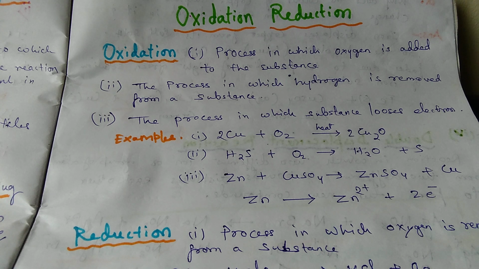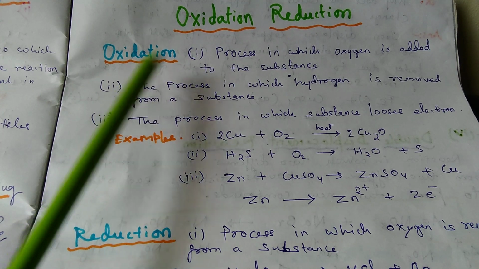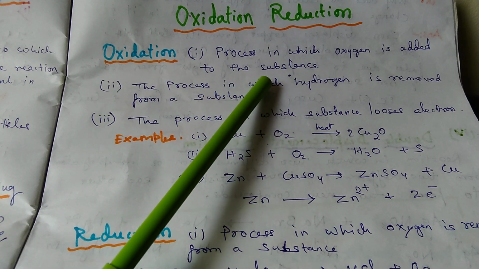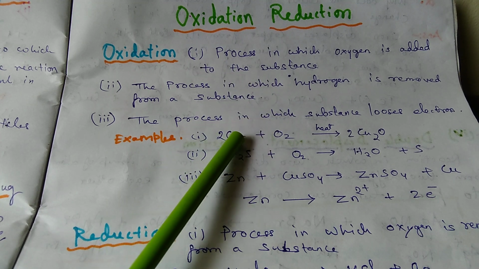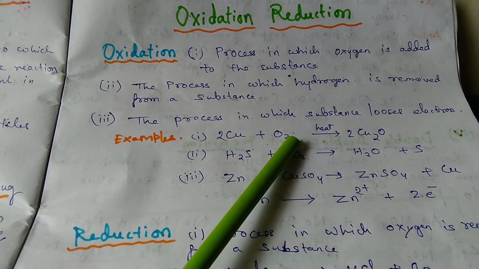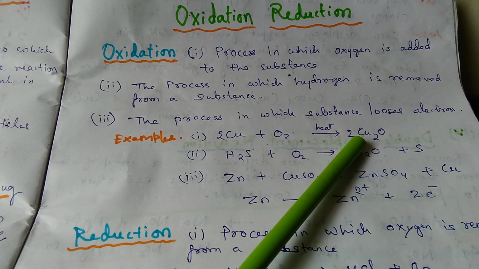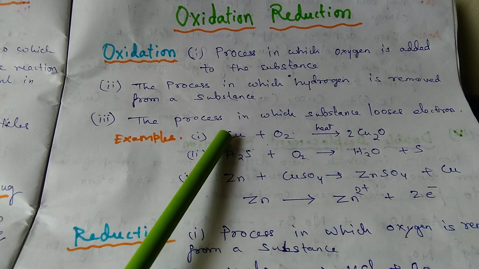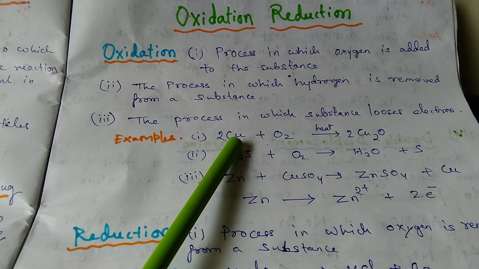Today I will explain oxidation reduction reaction. First is oxidation. There are three cases. First case is the process in which oxygen is added to a substance. For example, when copper is heated in presence of oxygen, it forms copper oxide. Here we can see oxygen is added to copper. This type of reaction is known as oxidation.